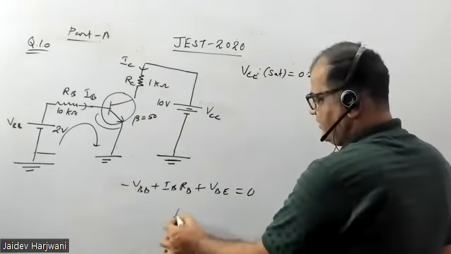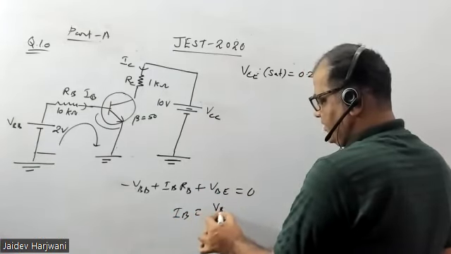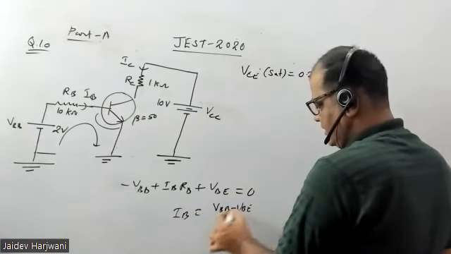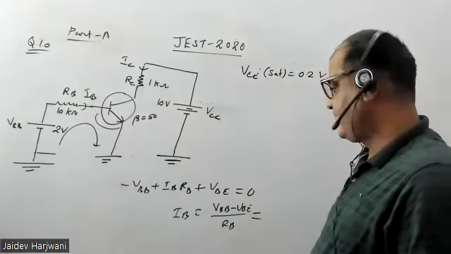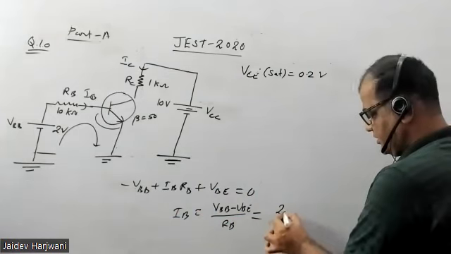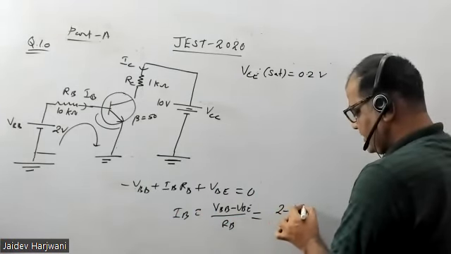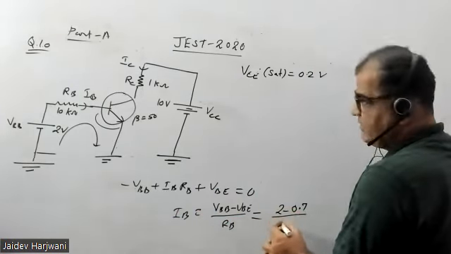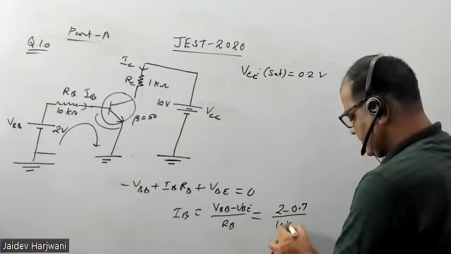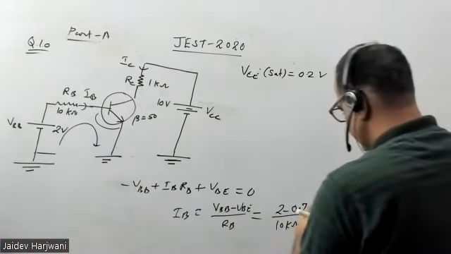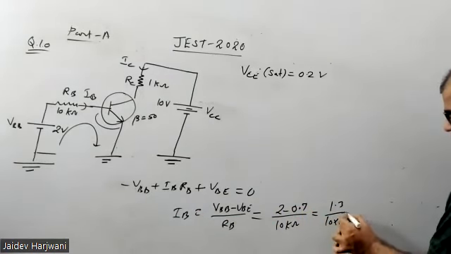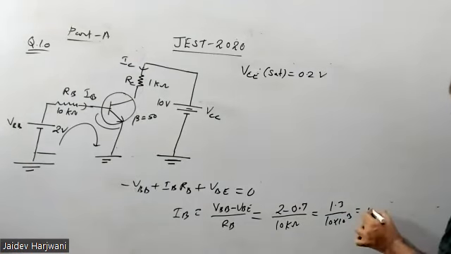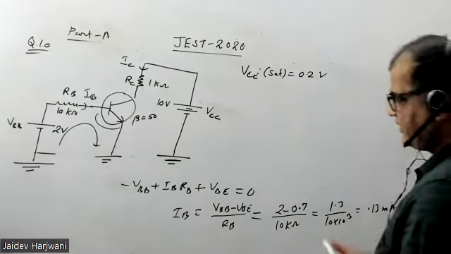So my IB will be VBB minus VBE upon RB. The value of VBB is given as 2 volt, VBE we take generally 0.7 volt, and the RB value is given as 10 kilo ohm. So this will give me 1.3 upon 10 kilo ohm, that is 0.13 milliampere. So we have the IB value.